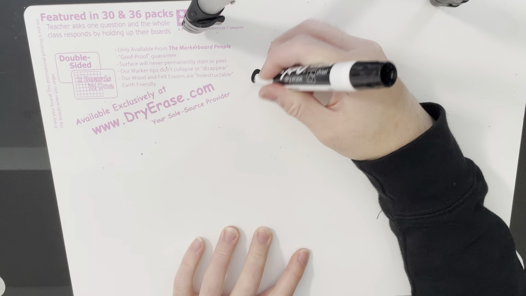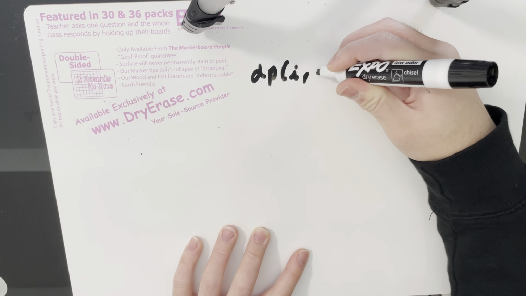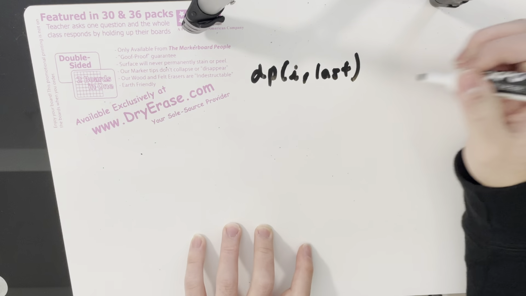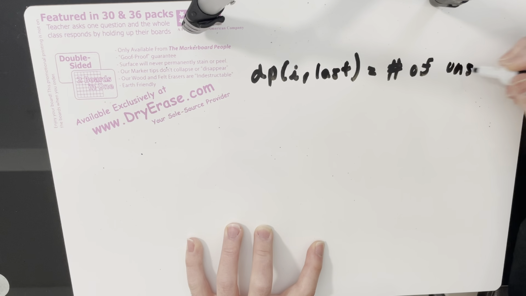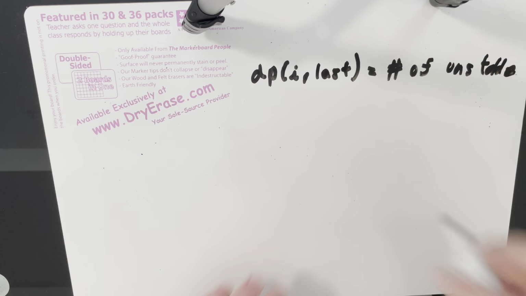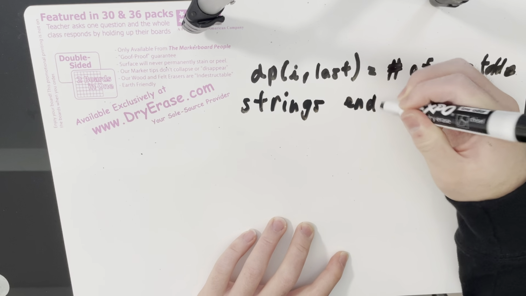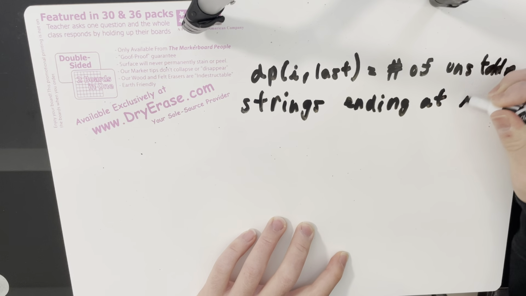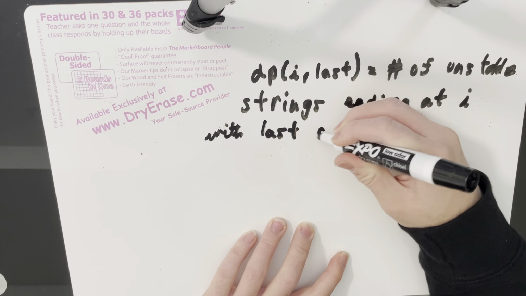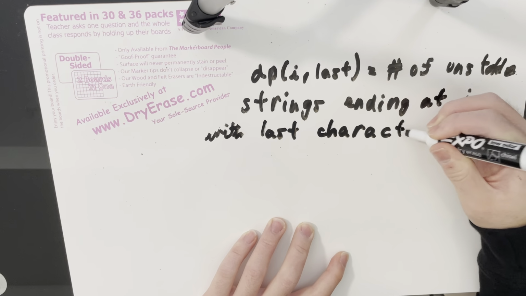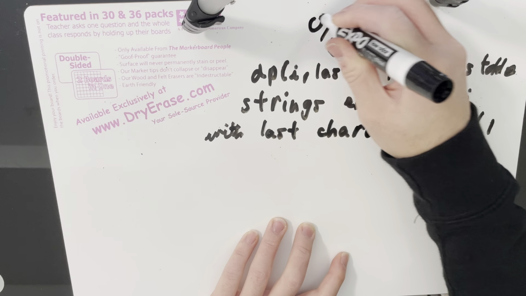So if we define DP at I and last, this is equal to the number of unstable strings ending at index I with the last character equal to 0 or 1, because this parameter is either 0 or 1.